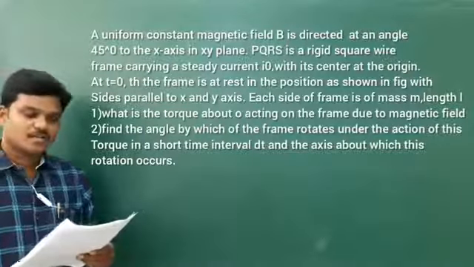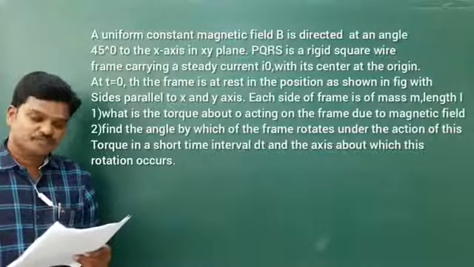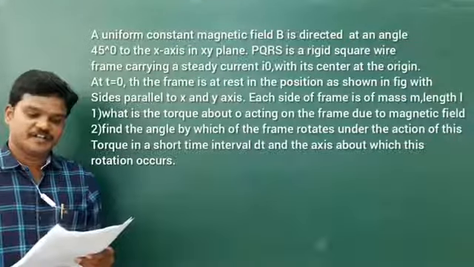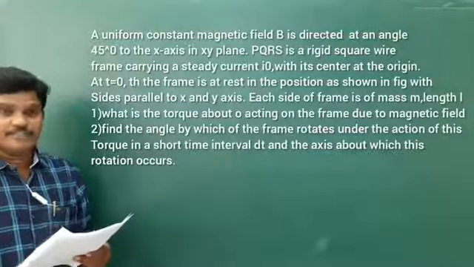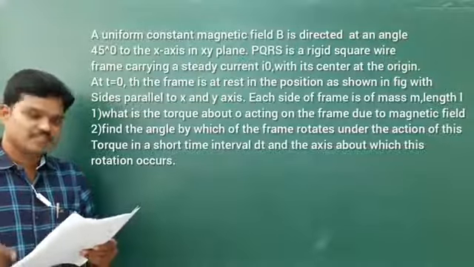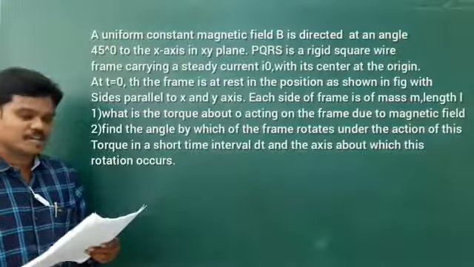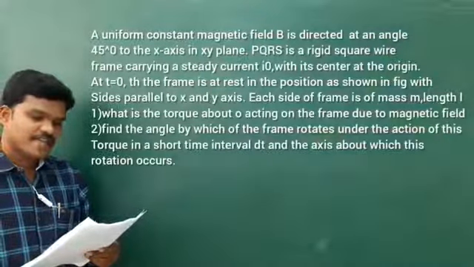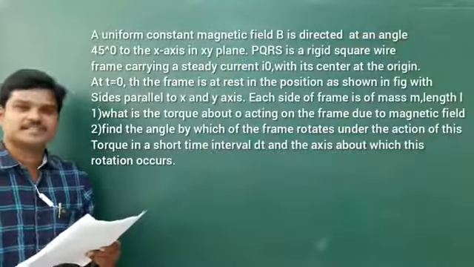What is the torque about O acting on the frame due to magnetic field? And the second one, find the angle by which the frame rotates under the action of this torque in a short interval of time delta t, and the axis about which this rotation occurs.